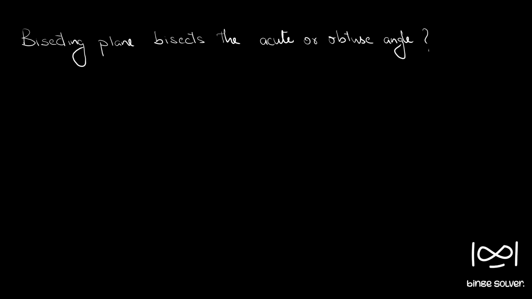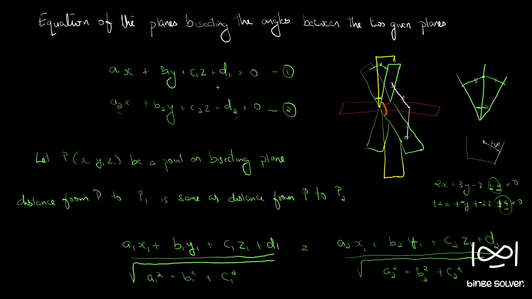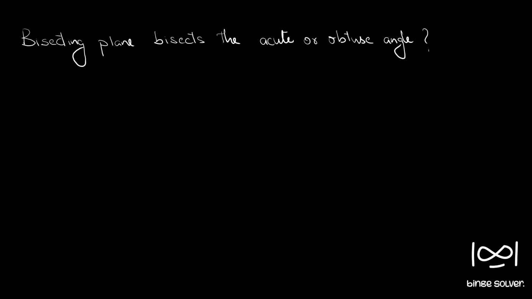So next one is how to check whether the bisecting plane bisects the acute or obtuse angle. Although we said here, this is the equation of the plane which contains origin, we still don't know whether the origin lies in the acute angle or the obtuse angle. We want to know whether the given bisector plane bisects the acute angle or the obtuse angle. So we found out the equation. How will we check that?